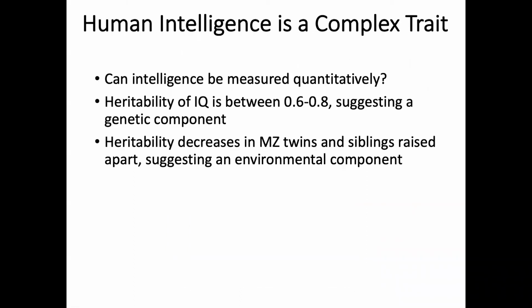As a matter of fact, human intelligence is also a complex trait, meaning it is contributed by multiple genes and environment. The heritability of IQ is between 0.6 to 0.8, suggesting that the genetic component has a significant impact, but not all. Also, when heritability was determined in twin studies, heritability decreases in monozygotic twins when they are raised in different families, confirming that environmental factors also contribute to intelligence.